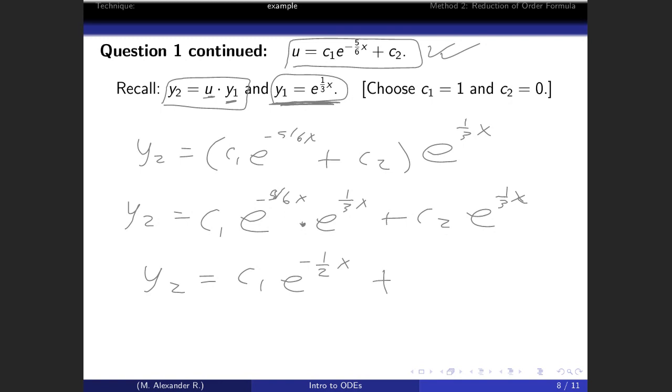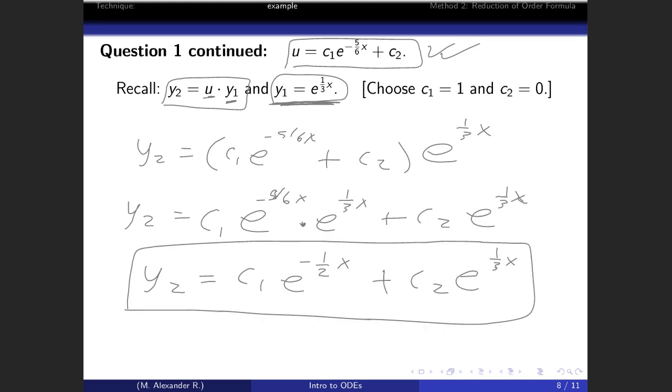So the common denominator is 6. So multiply the 1/3 by 2 top and bottom. So you get 2 over 6. So negative 5 plus 2 is negative 3. Negative 3 over 6 is negative 1/2. So C2 e to the 1/3 x. Okay, so this is actually the answer to the problem that we had.